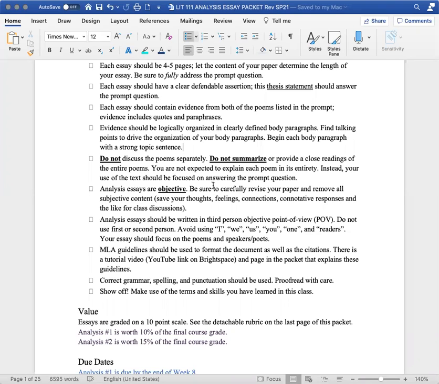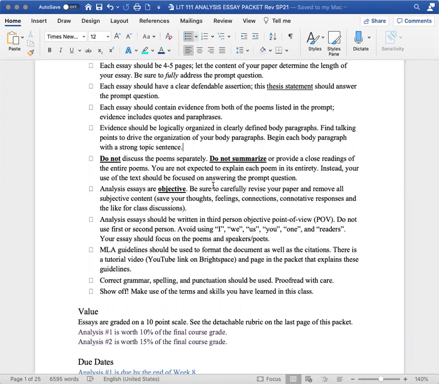So if you feel like you have to summarize what the poem is about, the place to do that will be in the introduction. And I'll explain that in just a few minutes. But just to be very clear, you are not expected to explain each poem in its entirety. You're not expected to explain the poems at all. Instead, you're using the text, which by text I mean the poems, to address the question that's in the prompt. Okay, so all you need are the parts of the poem that answer that question.